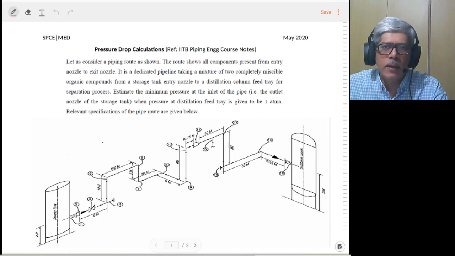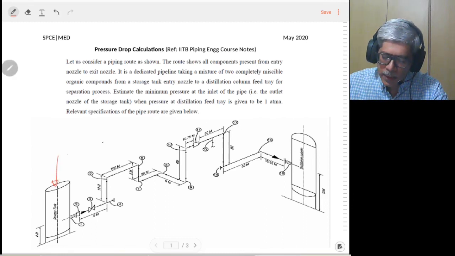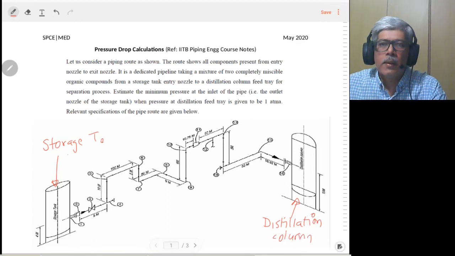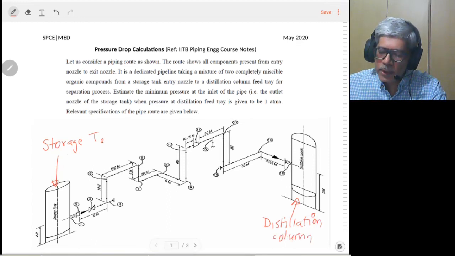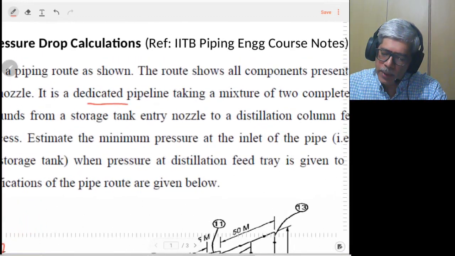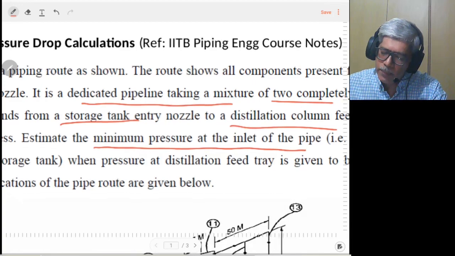for pipe size determination. So in this particular problem, we have two equipment. We have a storage tank and we have a process equipment, a distillation column, which are connected to each other by means of a pipeline. So if you read the problem, we have a dedicated pipeline which is taking a mixture of two fluids from a storage tank to a distillation column, and we have to estimate what is the pressure required at the inlet of the pipe.